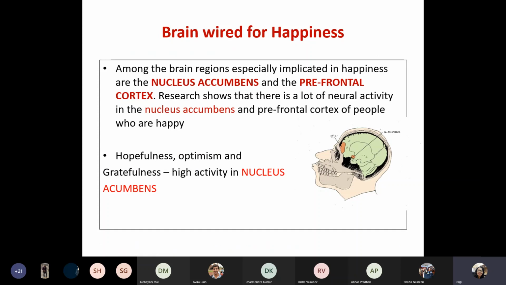And there are wonderful studies by some Japanese researchers who show how the nucleus accumbens is also related to hopefulness, optimism, and gratefulness. So there is high activity in these areas when a person feels hopeful, positive, grateful. If you show gratitude, if you are feeling good about the world, then this area gets activated. Now, when I say high activity in this area, how do we know about it? Does anybody have an idea?